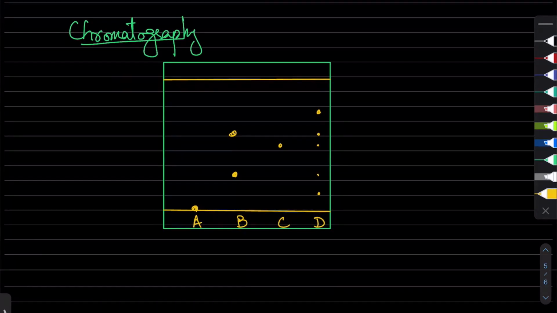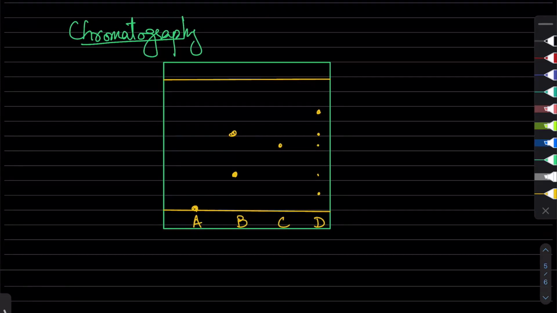All right, so a few questions can be asked about this. First question: which of A, B, C, or D has C in it? That can be an MCQ question. So what you do is you look for where C is, and if you draw a straight line and it passes through something else, that has C in it. You can see that this spot is the same, so D has C in it.